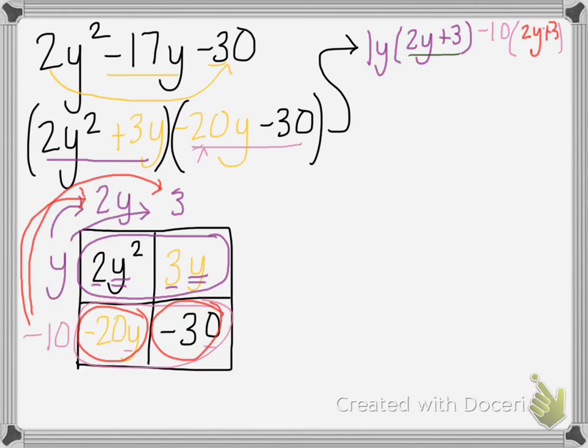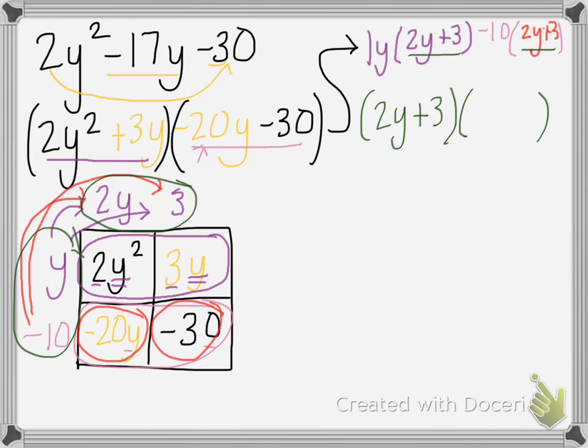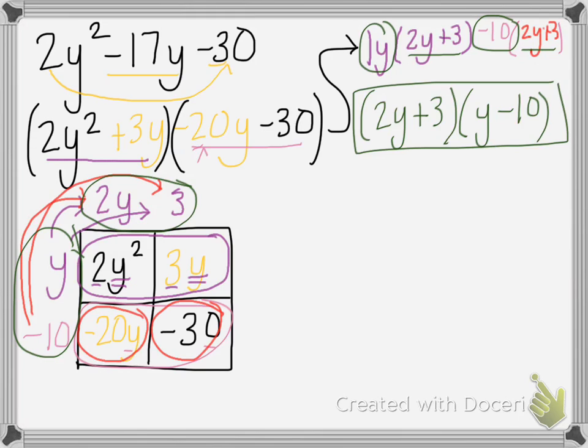Both have factors of 2y plus 3. That's what you have up here. So we have 2y plus 3 times, and then we have this right here, which is y minus 10. And there's your final answer.